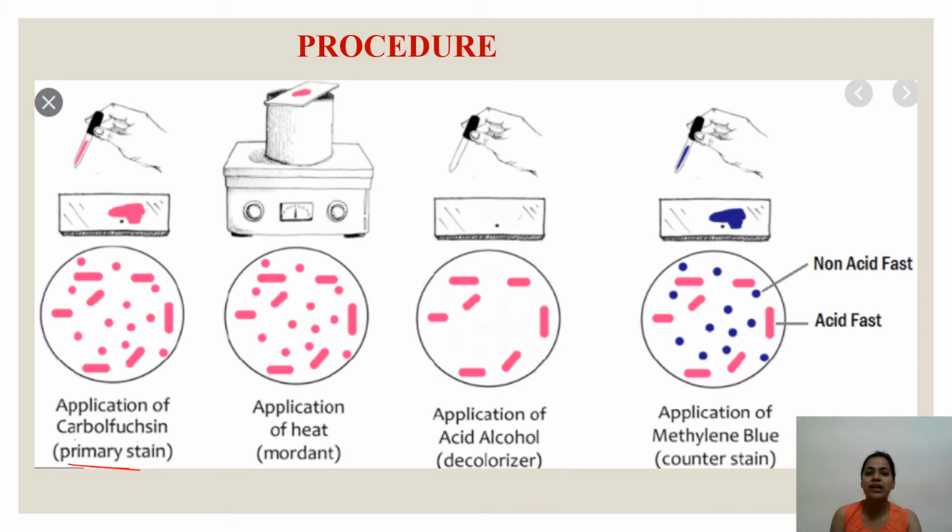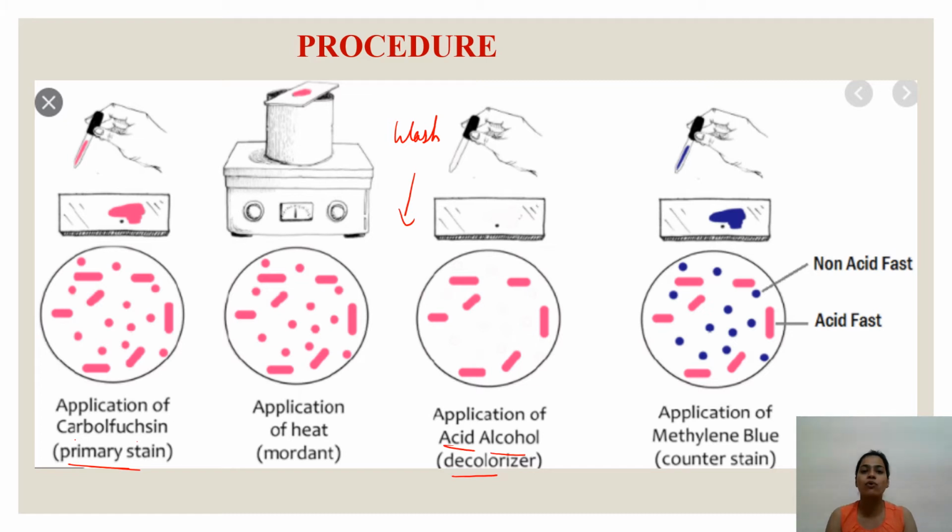Okay, after that, we will apply heat to the slide so that this carbol fuchsin can enter, or we can say this primary stain can interact more efficiently with the cell wall of the bacteria. After that, there is a washing step so that the excess primary stain gets removed from the slide. Then we add the decolorizer here, which is the acid alcohol.